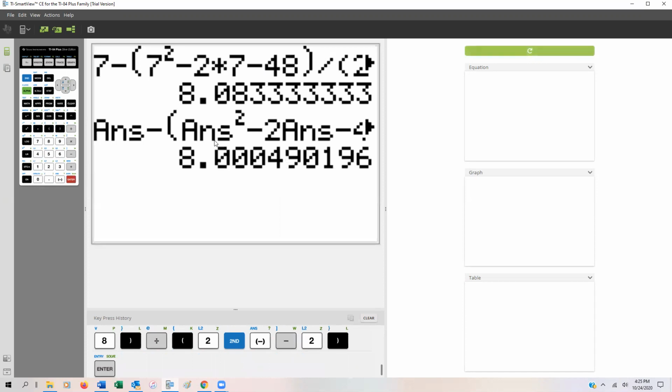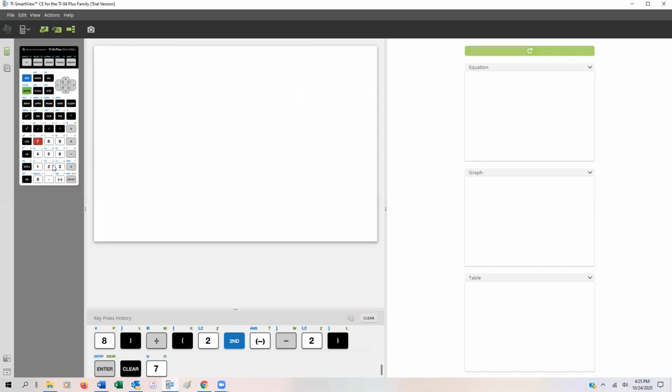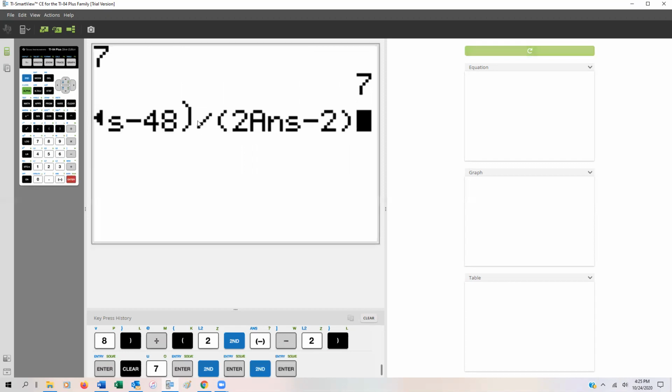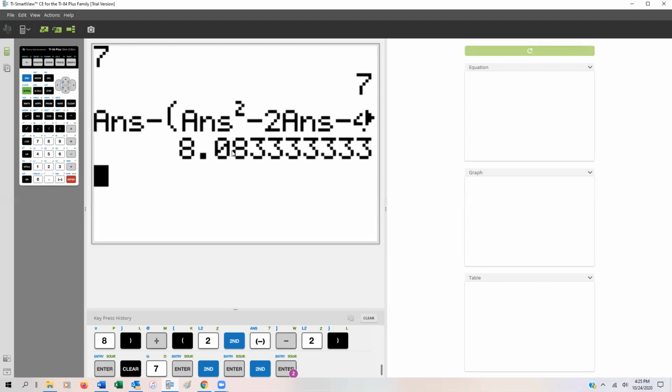Oh, I see. I didn't do that right because 8.08333 is stored in the ans. All right, so let me do it one more time. I'm going to hit 7, and I'm just going to bring up what I just did. All right, so now it's the same thing. I just should have hit 7 and then enter. All right, and now we get 8.08333. That's great.